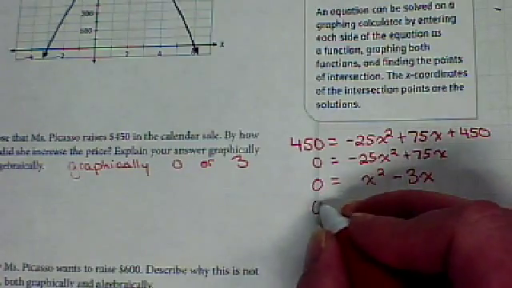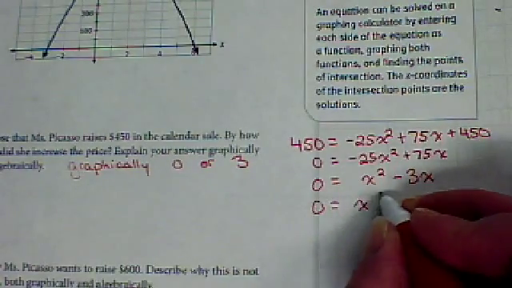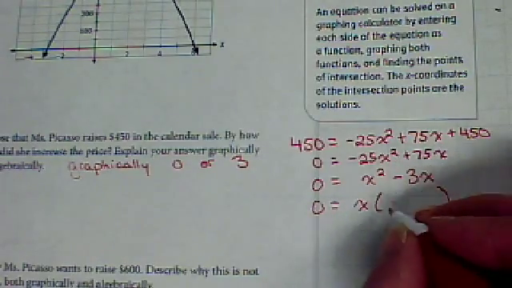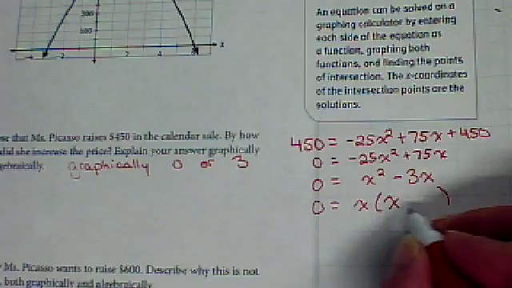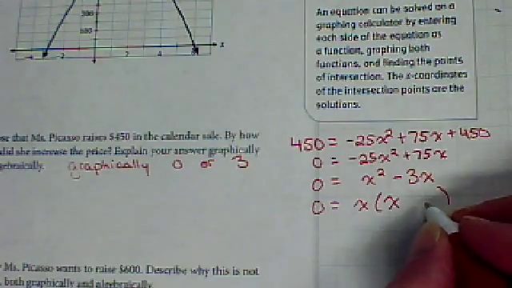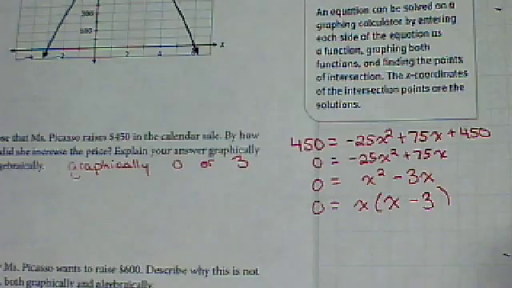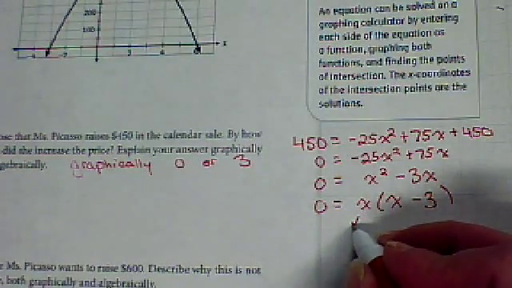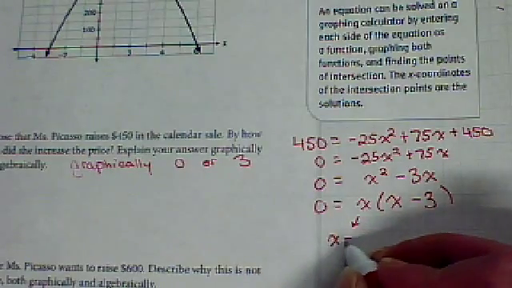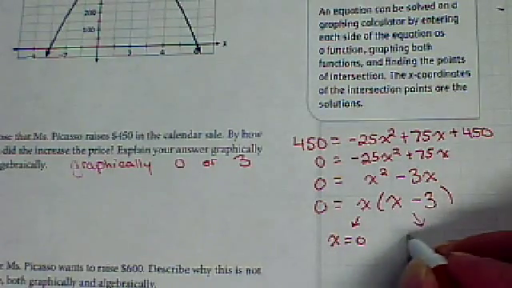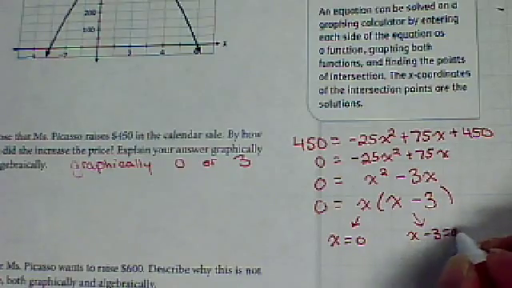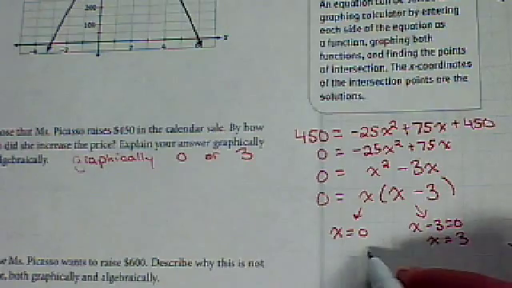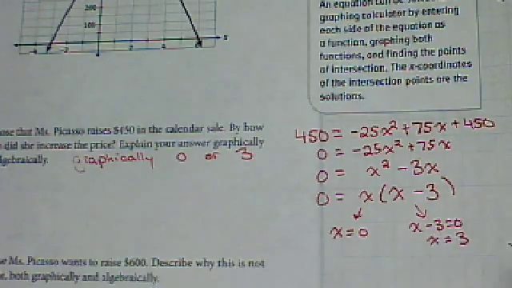What do these 2 terms have in common? They both have an x. I can undistribute it. X times what gives me x squared? An x. X times what is negative 3x? Well, that would be a negative 3. It is now technically factored. This x is one factor, and x minus 3 is the other one. You literally set each factor equal to 0 and find the x value that makes that true. 0 is one of them, 3 is the other.